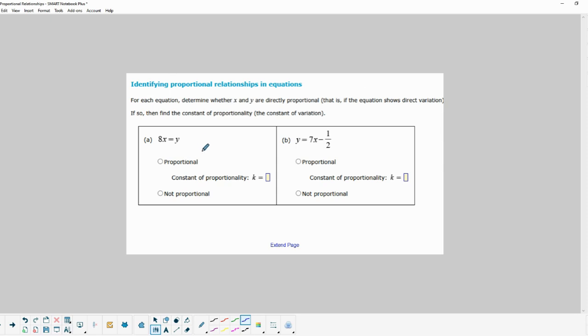So here's a couple of examples you might see on ALEKS. First of all, do we have y equals something times x? Yes, so this is proportional. And the number in front of x, which is that k that we're just looking at, is 8, so k would be 8 in this case. On this next problem, however, we've got y equals 7x minus 1/2. The fact that we have a minus 1/2 on the end here means that this is not a proportional relationship.